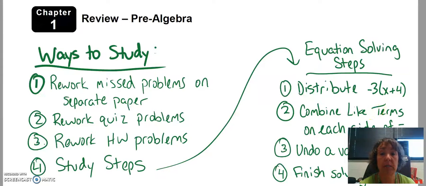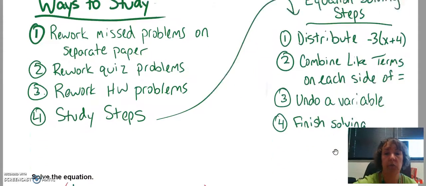Combine like terms on each side of the equal sign. So if there are any variable terms like x's, or if there are any constants, which are just your numbers, put those together first on each side of the equal sign. Then undo a variable. Okay, so that's where we do like minus 3x on both sides or plus 2x on each side. And then just go ahead and finish solving.